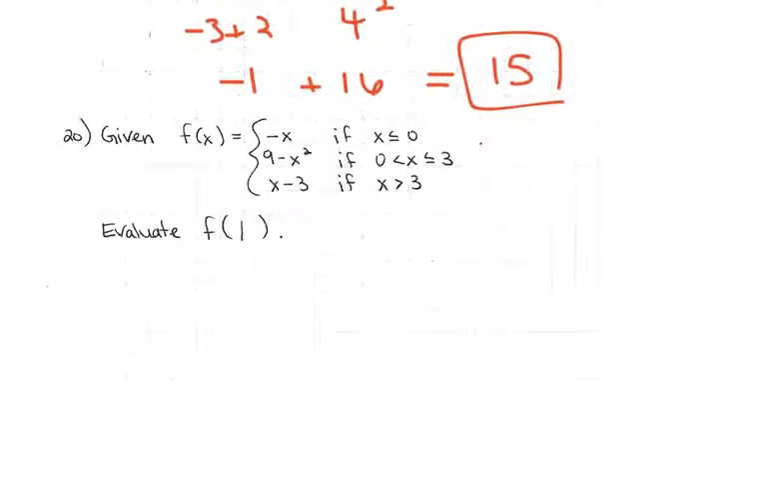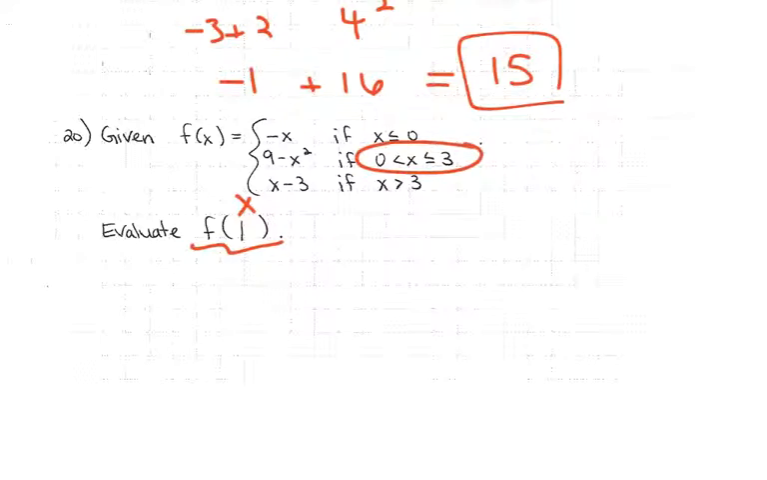Last problem. Given f of x is negative x if x is less than or equal to 0, 9 minus x squared if x is between 0 and 3, and it's x minus 3 if x is greater than 3, what's f of 1? Well, if that's my input, that domain value will only hold true for one of those three equations. Which equation is it? It's this one, because 1 is between 0 and 3, which means I'm going to plug it into 9 minus x squared. So 9 minus 1 squared is 8.